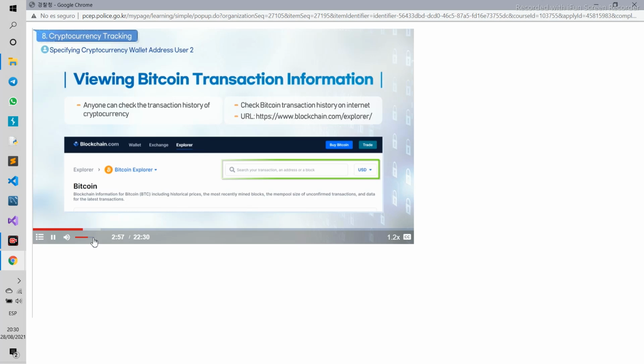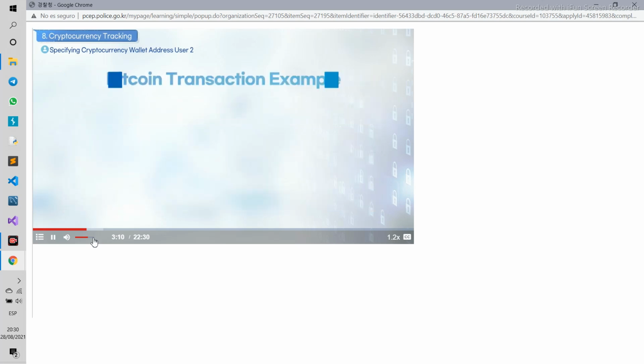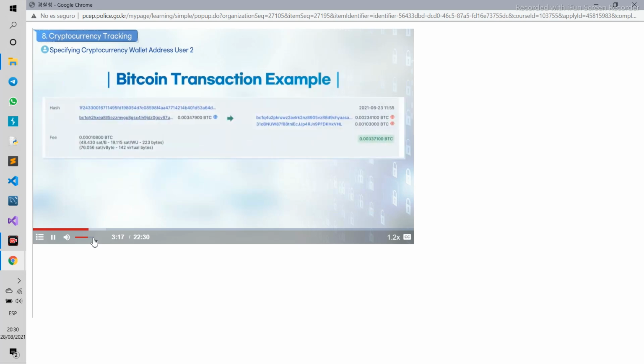You can easily check for the information by accessing the address on blockchain.com and entering the TXID or Bitcoin address in the search bar. Let's check a simple individual Bitcoin transaction history on blockchain.com. This data is a simple Bitcoin transaction history retrieved on blockchain.com.